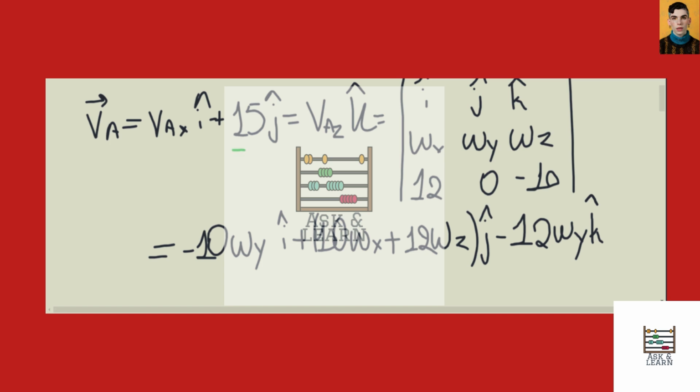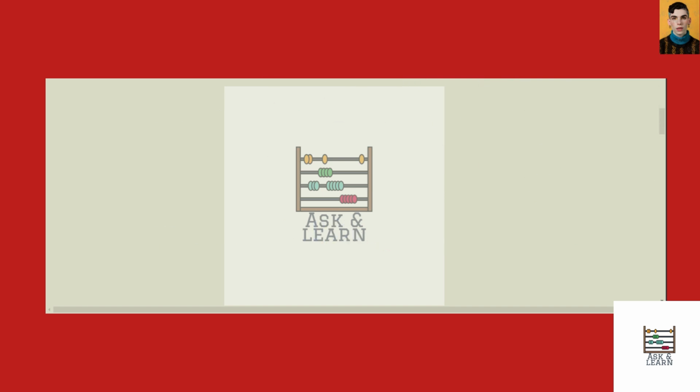We have to compare these two components. And we have two unknowns and only one equation. So let's move on to the next relation, and we might be able to get more information from there.